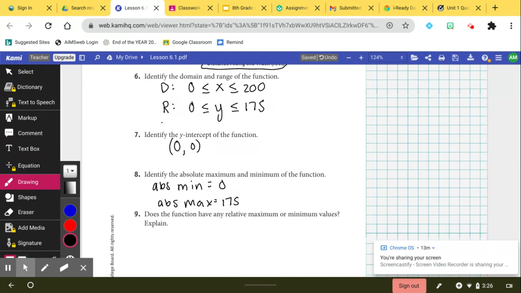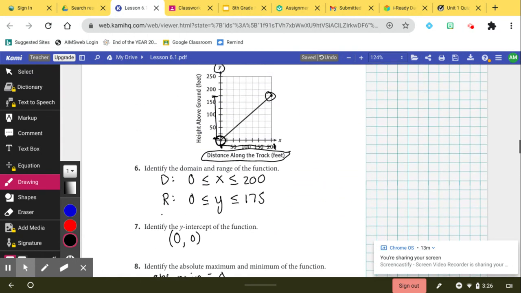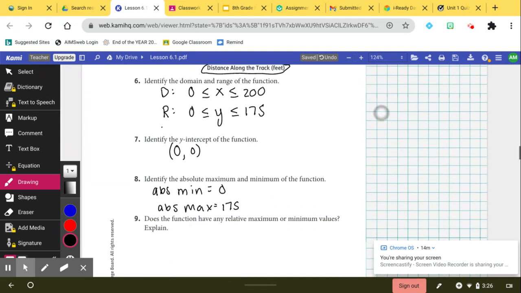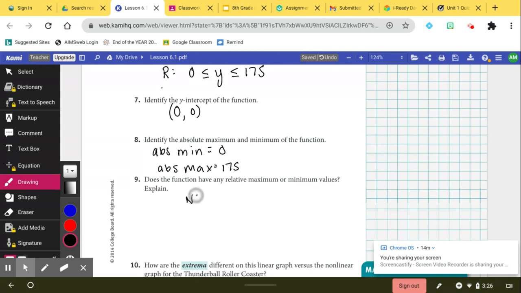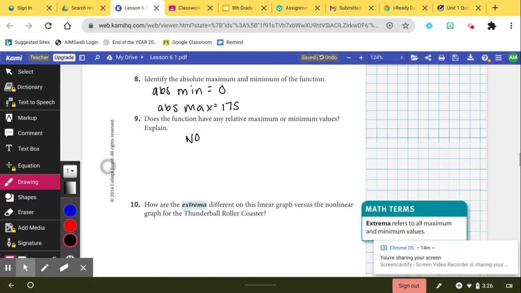So then 9 says, does the function have any relative maximums or minimums? So I'm looking at this and I'm not seeing any point that, when I look to the points next to it, is either the largest or the smallest. So there is no open domain interval that has maximum or minimum values. There's no one point that, if I look to the outputs to the right and to the left, they have smaller outputs or bigger outputs.